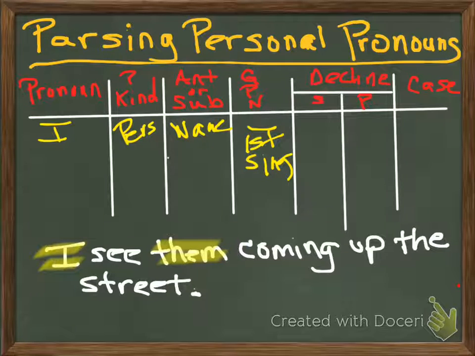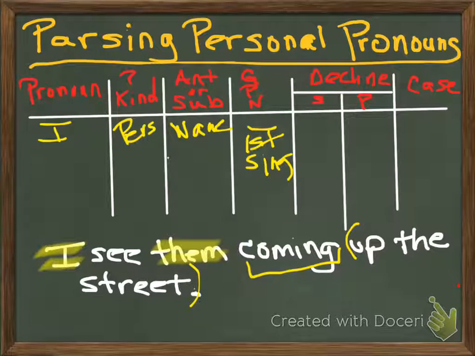It's singular. Now, case. Case, we have to go back to the sentence and find out what job the pronoun is doing in that sentence. So to do that, we classify the sentence. Now, just to be brief, we're only going to classify what we need to parse and identify these personal pronouns. Notice that up the street we know is a prepositional phrase and doesn't have anything to do with our sentence, and coming is being used, a verb being used as an adjective, and again doesn't have anything to do with our personal pronouns.